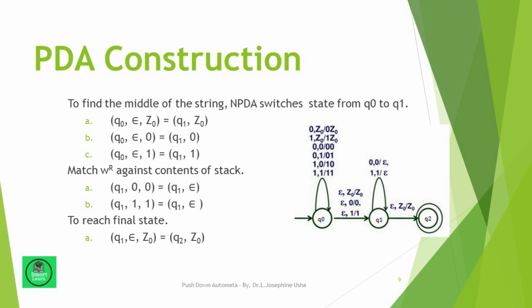Now you see the stack is empty, all the symbols in W as well as WR are matched, and all the symbols are popped out from the stack. So we can say W is followed by WR, so the string is accepted by the pushdown automata. This is the way we can construct the pushdown automata.